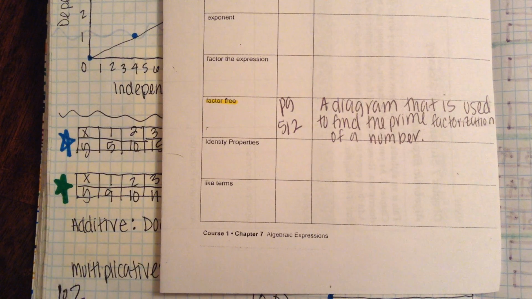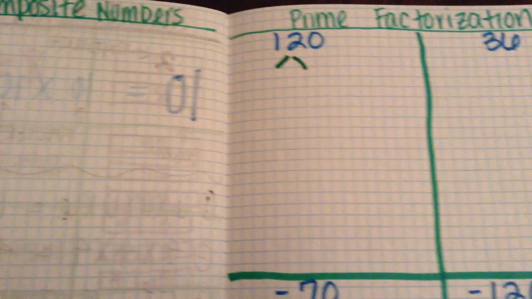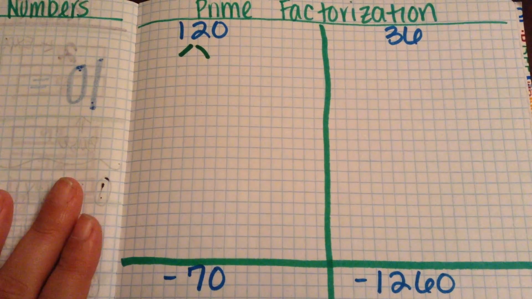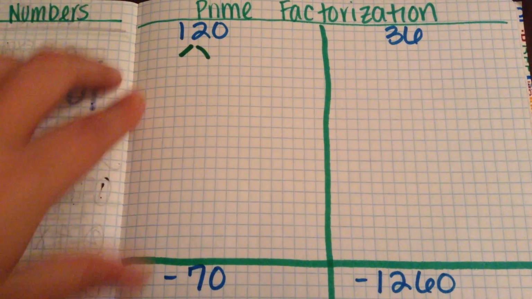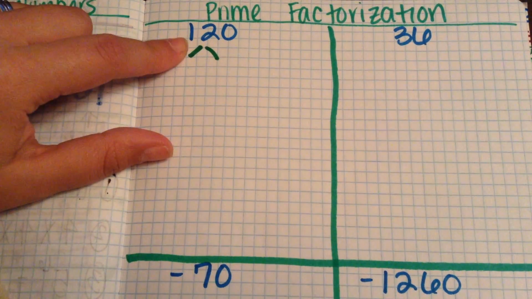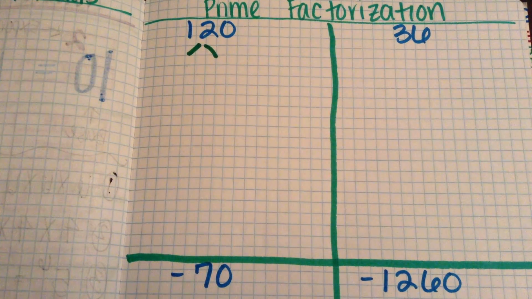Okay, and it looks like a tree with a lot of branches and leaves, and that's why it's called a factor tree. Okay, so after you fill in all of your vocabulary words, we're going to go ahead and go to page 67. Okay, remember we're going to skip 66 because we're going to do something in class. So we're going to go ahead and start on page 67. So we are going to do 4 examples. 2 of them are positive numbers and 2 of them are going to be negative numbers.